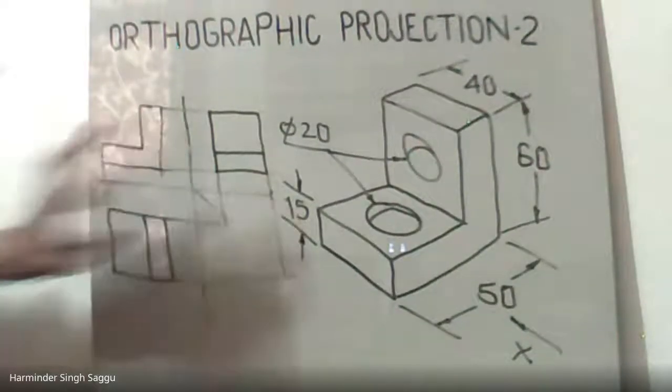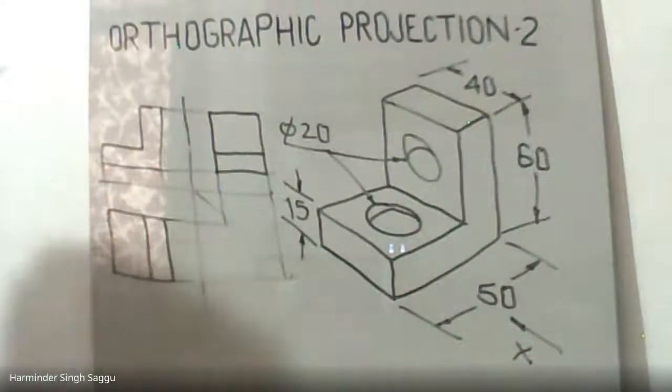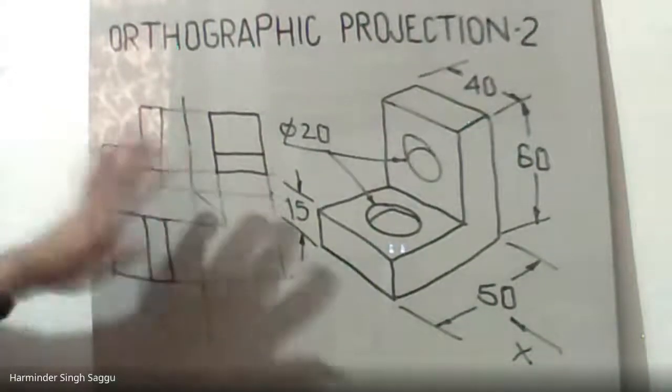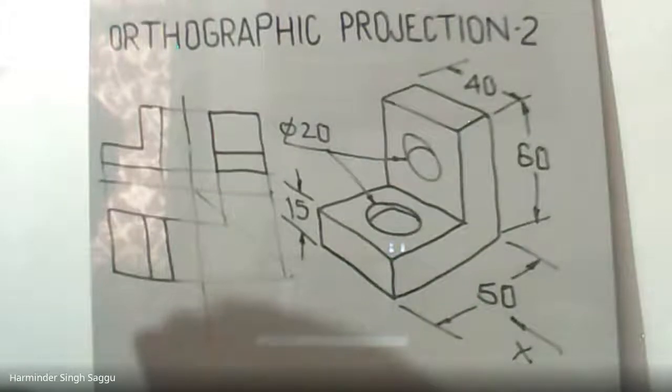Right? So this is your first problem, if there were no holes, through holes, drilled holes. Any doubt in these three views? Yes, we have already done. Say yes or no. Any doubt?